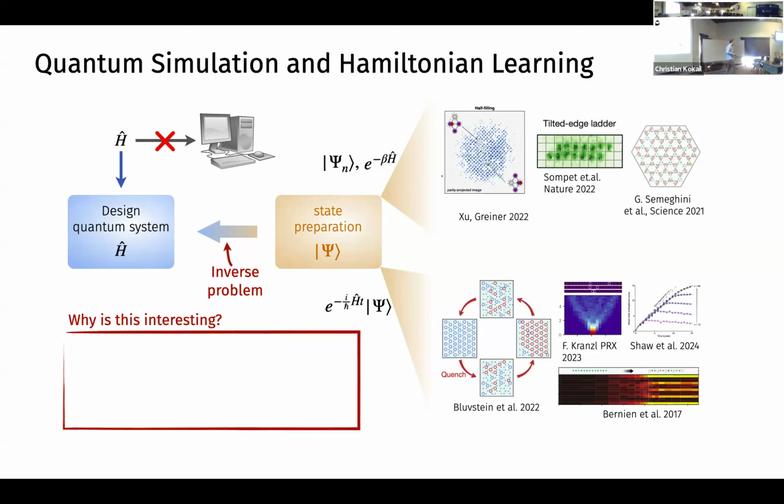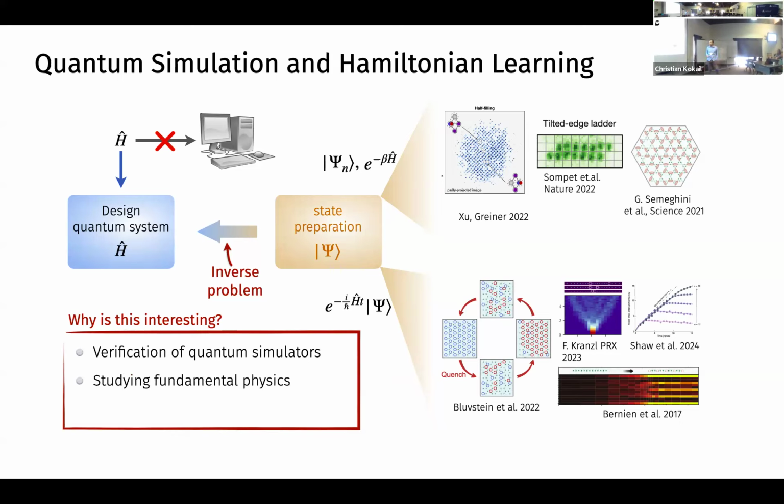And you can of course ask, why is this interesting? Well, first of all, you can use this to verify quantum simulation experiments. Experimentalists do their best to design a specific Hamiltonian. If you can learn from local measurements what the Hamiltonian is and tell them, then you can tell them that they did the right thing, that it works. It's a kind of verification procedure.